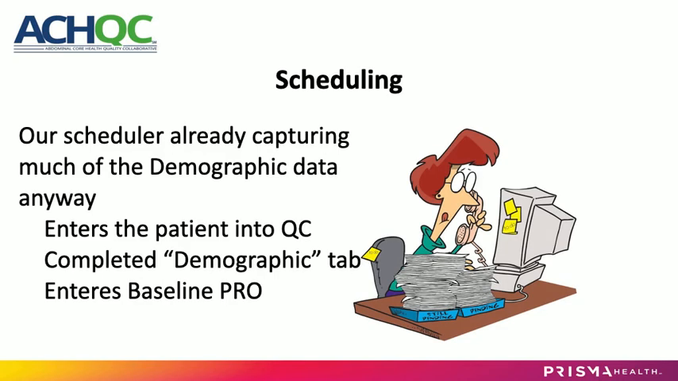So the actual data entry begins with our scheduler. What we identified in our practice is that the scheduler is really getting a ton of the data that's already in the demographic tab anyway. So she's getting their name, their contact information, their email, their insurance information. So we just had her start to add that demographic tab data into the QC as she's doing the scheduling. And we actually just have her enter that baseline PRO as well, which only takes an extra 30 seconds to add once she's already in the QC anyway.